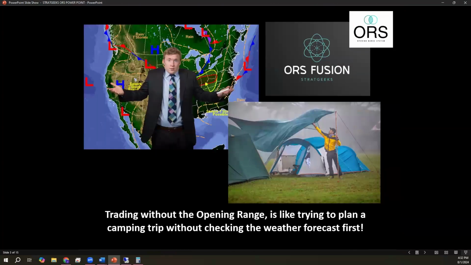So before I started using the opening range, and I'll get to what exactly the standard deviations are, before I started using the opening range and splitting it up into 4 sections using standard deviations, it felt to me like trading was kind of like going on a camping trip without checking the weather forecast first.